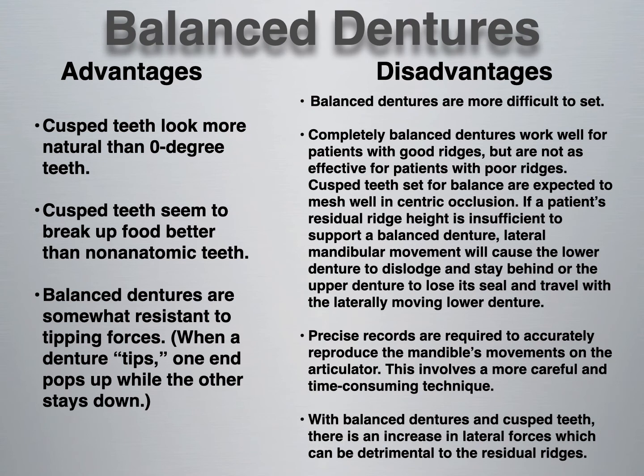With balanced dentures and cusp teeth, there is an increase in lateral forces, which can be detrimental to the residual ridges. The concept is that if the denture moves more than it should, the constant rubbing of the denture on these anatomical areas can actually cause bone or tissue resorption. So we really don't want a denture that rubs constantly, not to mention sores. So if you're going to set a bilaterally balanced denture, you really do have to understand the concepts and theories behind it so that it's done correctly and doesn't cause more harm than good.